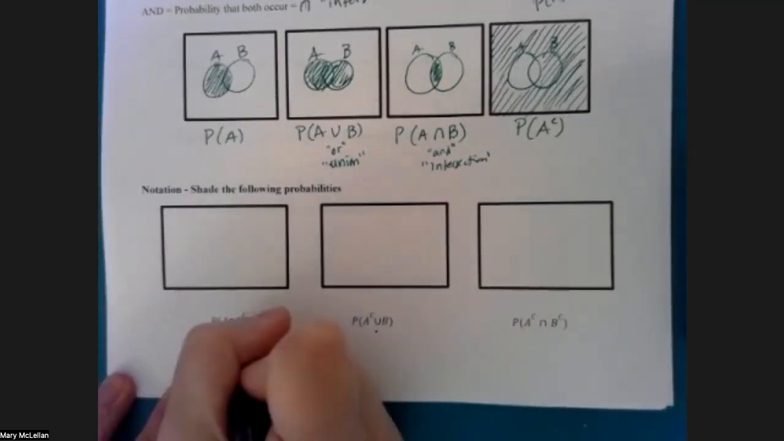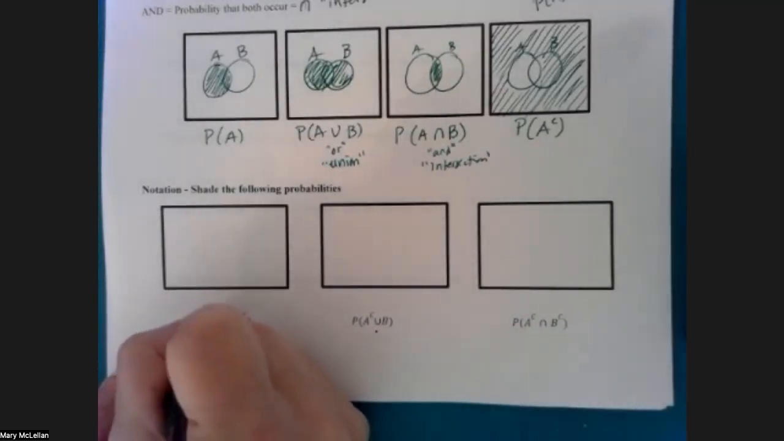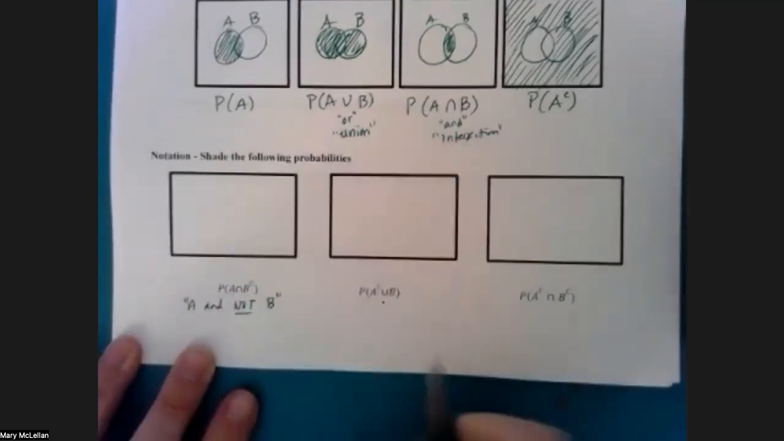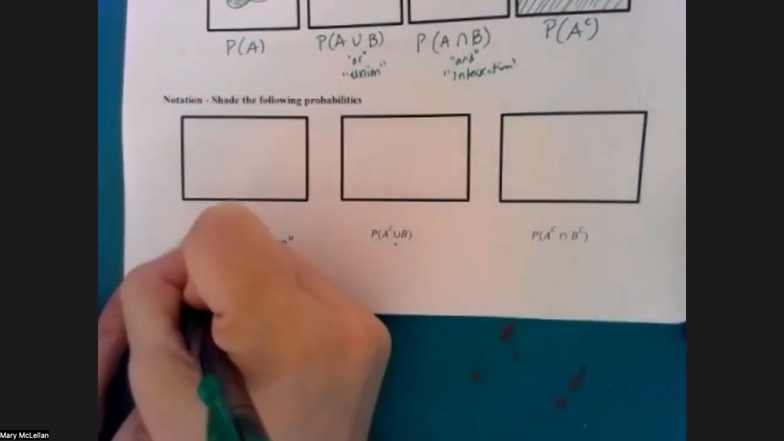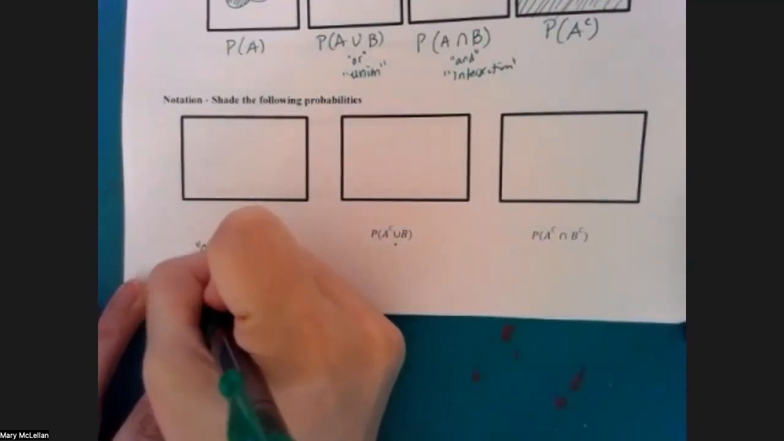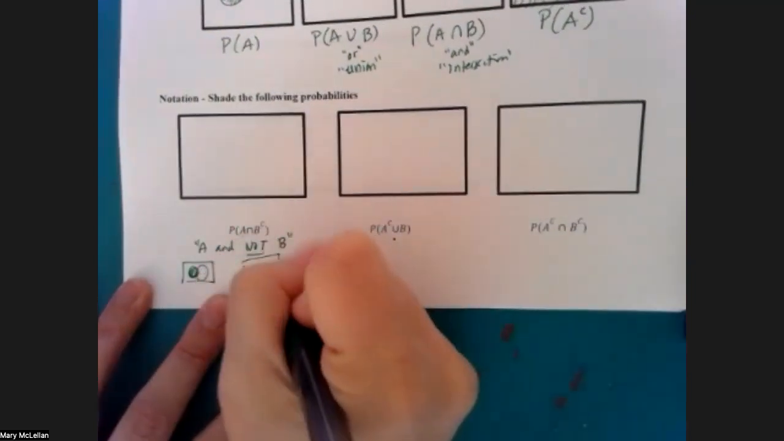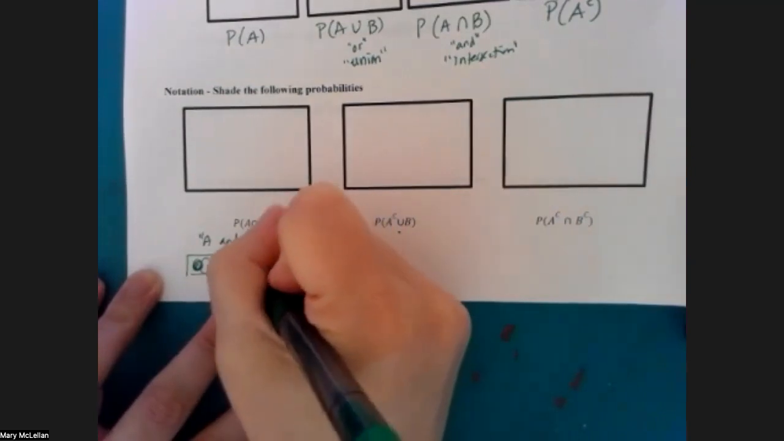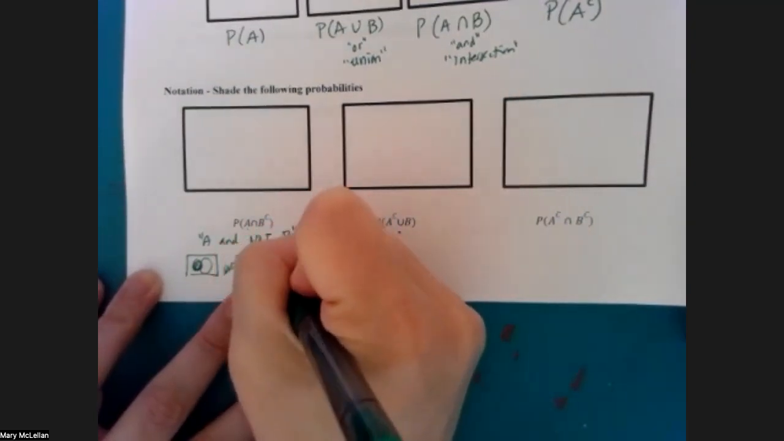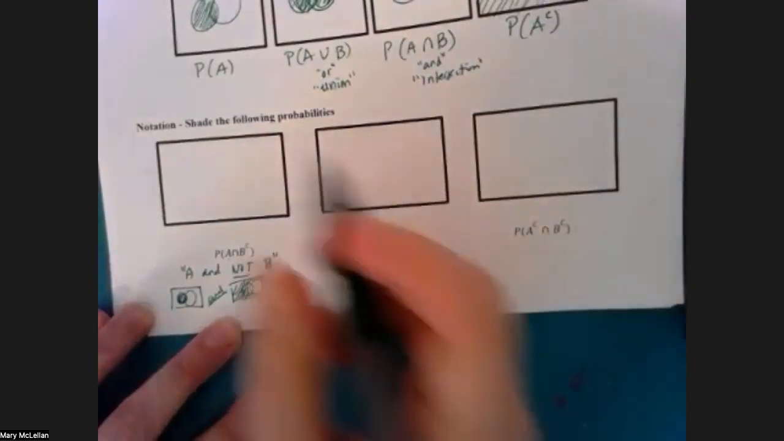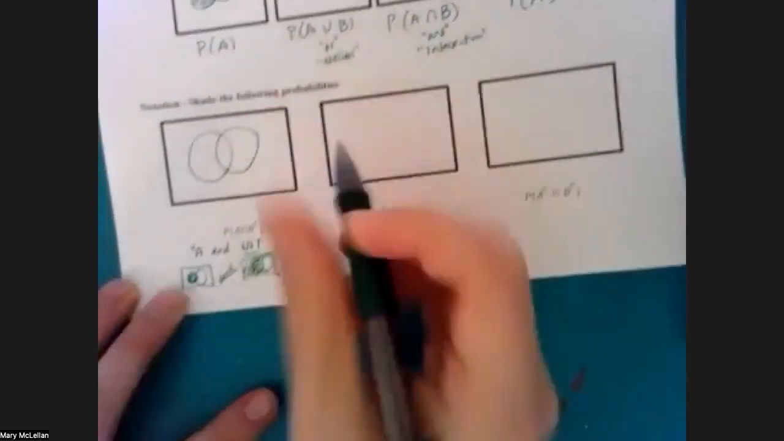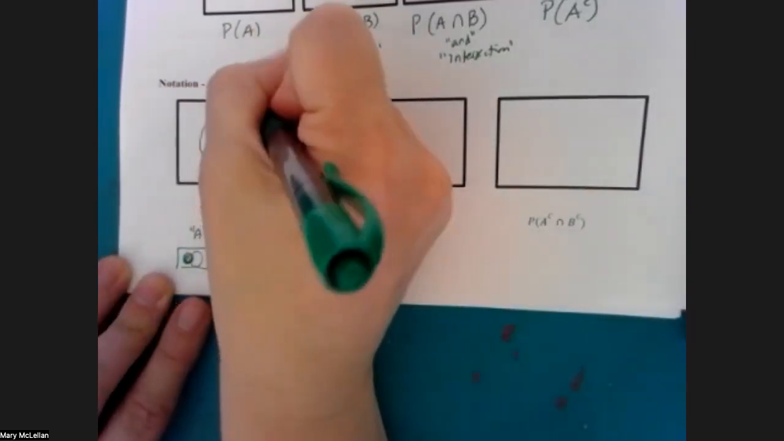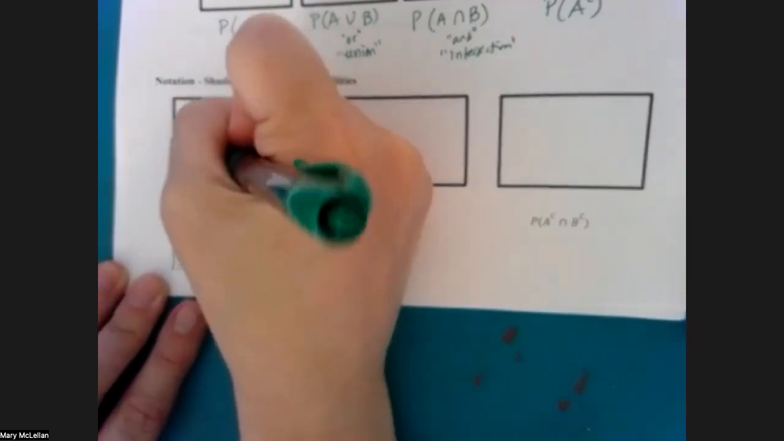So this means A and not B. As a drawing, A looks like this, and not B looks like everything that is not B. What we end up with is where these two things overlap. So A and not B is just this part right here.